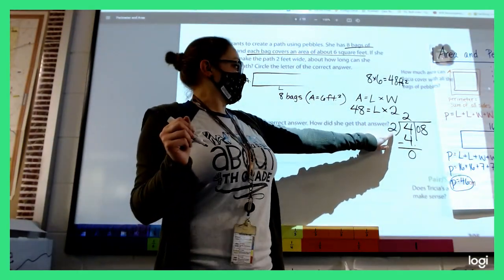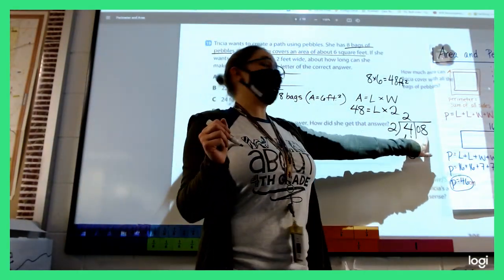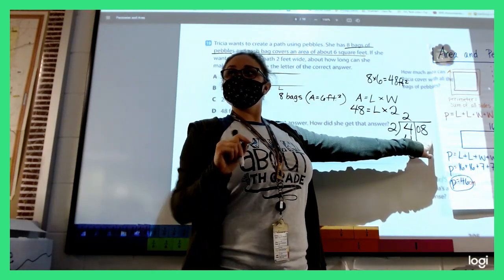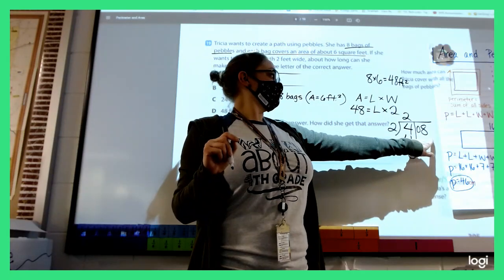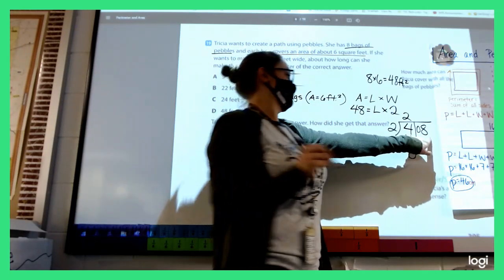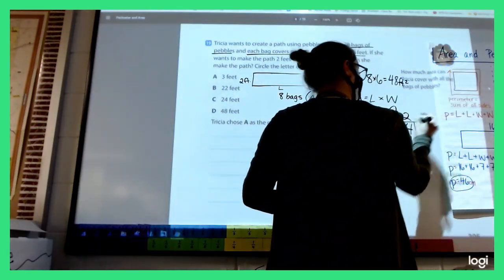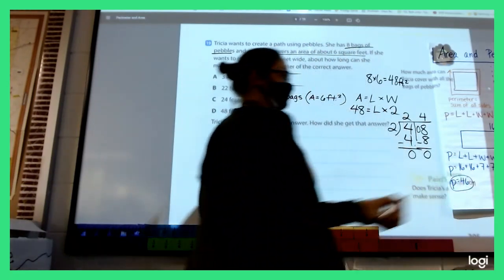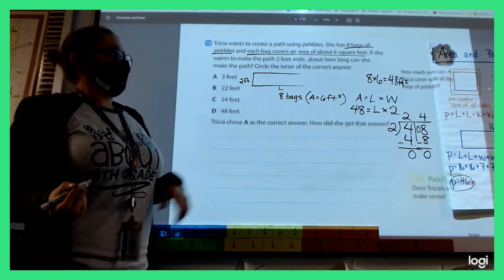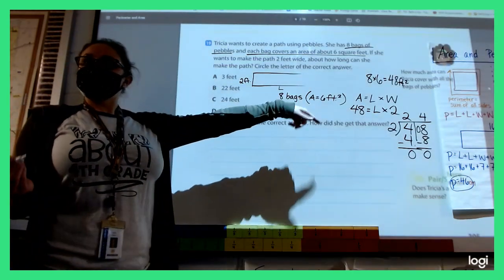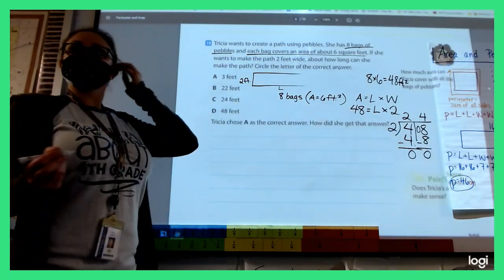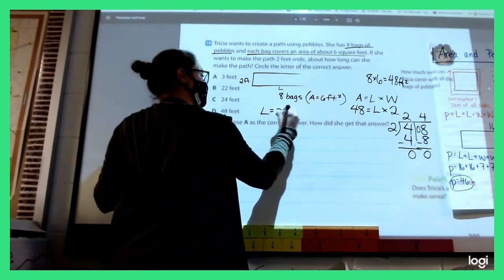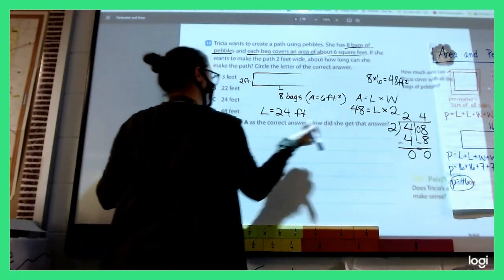And then we start the process over. How many 2's go into 8 without going over? Cadence. 4. Nice job. And 4 times 2 is 8. 8 minus 8 is 0. So no remainder. So what is that 24 then? Josiah? It's the length. Yep, it's the length. So our length is 24 feet. Answer C.